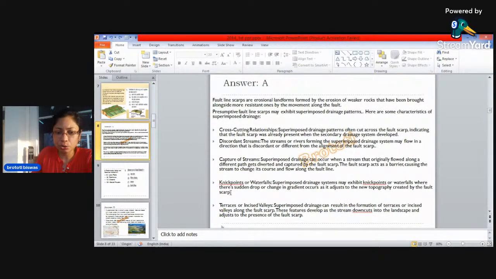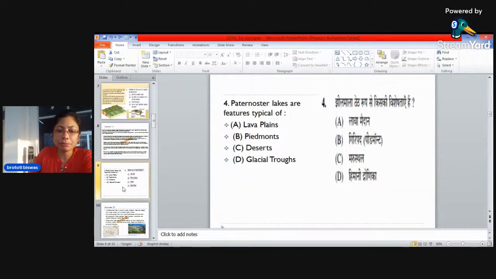So you must know, if a question comes, that out of the various characteristics being shown on the screen, supposing they take any one characteristic and then they ask which characteristic is a result of the superimposed drainage pattern, then you must be able to say the answer, because I have already told you the answer, I have already shown you in the slide. Now let us come to the next slide.